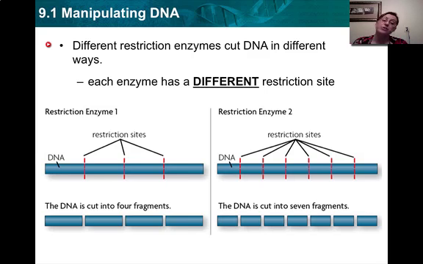So the important thing to remember here is that restriction sequences can be found in multiple areas on a gene sequence, and the enzyme will cut every time that recognition sequence is recognized. And in addition to that, each restriction enzyme recognizes a different restriction site or recognition sequence.